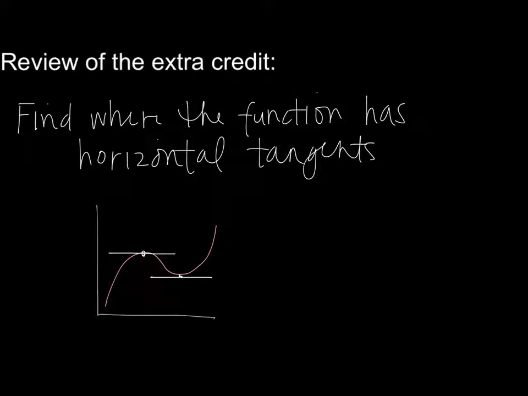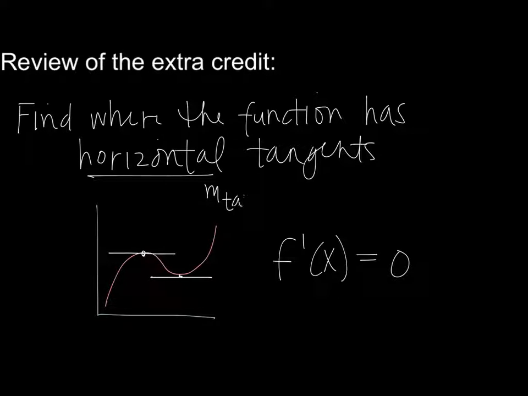I'm going to go ahead and review the extra credit questions just to clear up any confusions. So in the first one, most of you did pretty well with that. Find where the function has horizontal tangents. So what does that mean? Well, if we have this function here in pink and we're finding where there are horizontal tangents, we are setting the derivative, which is the slope of the tangent line, equal to 0. So if the tangent is horizontal, the slope of the tangent is equal to 0, which means the derivative must be set equal to 0.